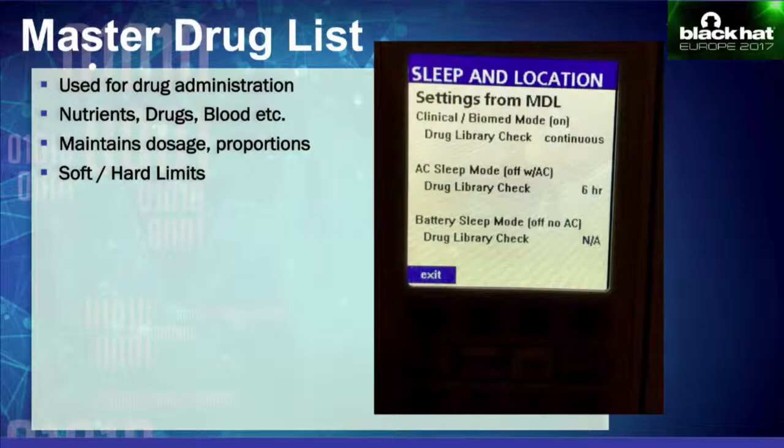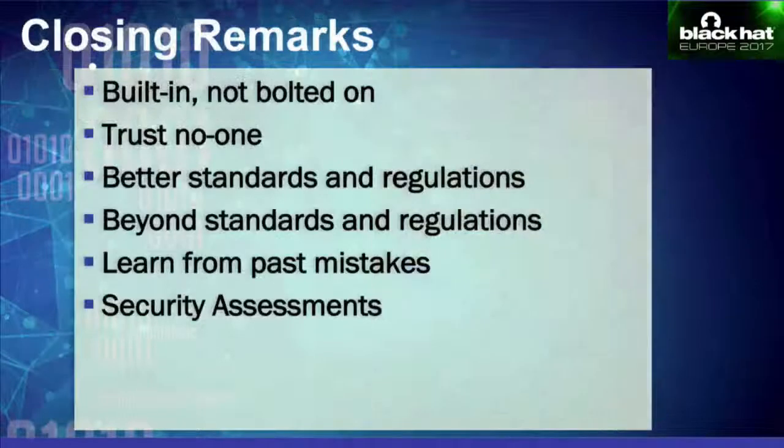We were also able to gain access to the master drug list. The master drug list is a drug list on an infusion pump which contains information such as your patient name, so what patient will get what medicine, in what dosage, at what intervals, and so forth. We were able to get access to that, and could possibly also override soft and hard limits. So these were the vulnerabilities and findings we had from the research.